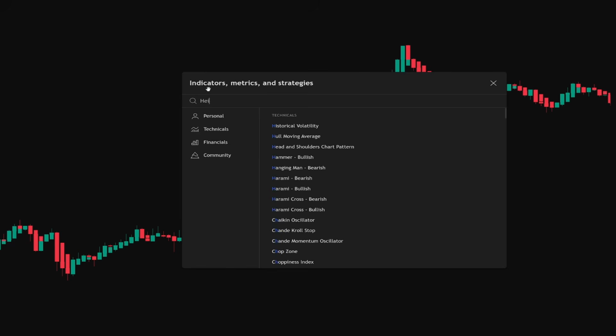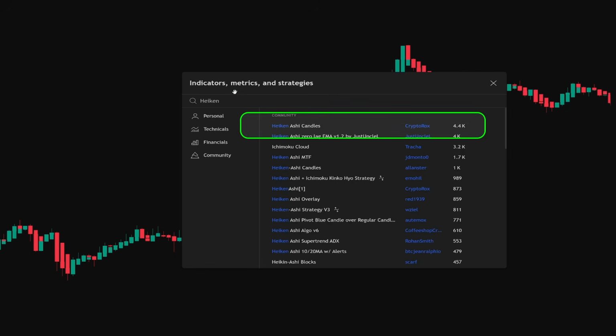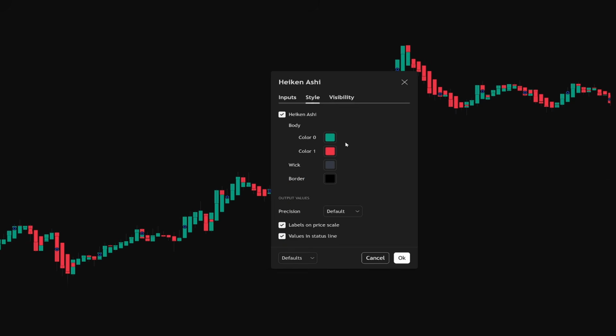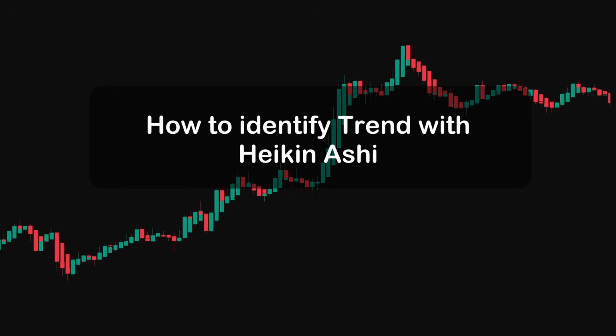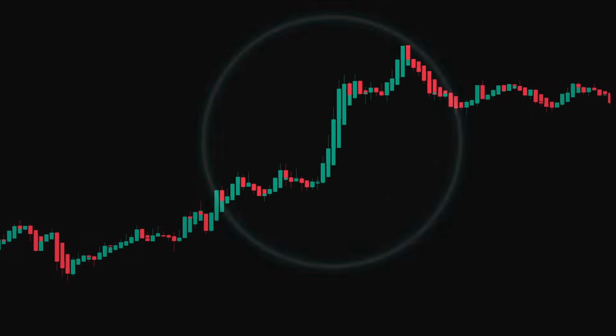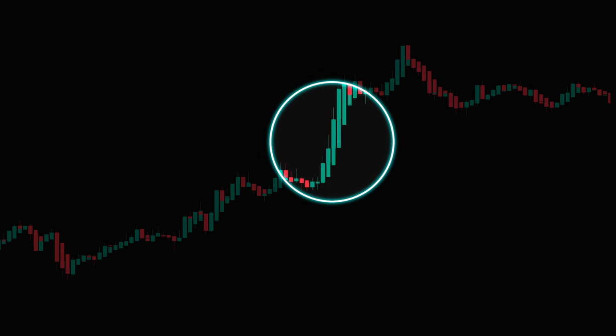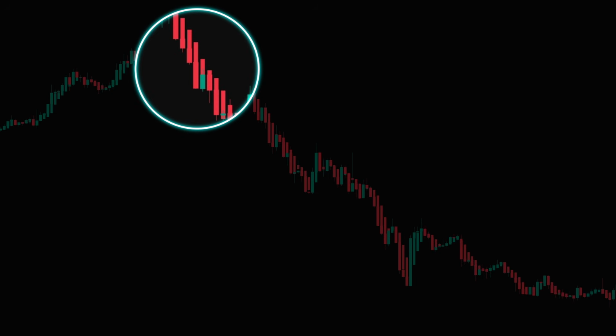Here is how you can use Heikin Ashi to identify the current trend. Firstly, add it to your chart. This is the one you want. Change the candle colour to match your original candlestick settings. Then you can identify a strong bullish trend if the candle is green, has a large body and has no lower wicks. For a bearish trend, it's a red coloured candle with a large body and no upper wicks.